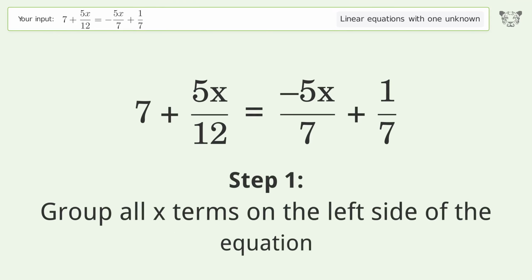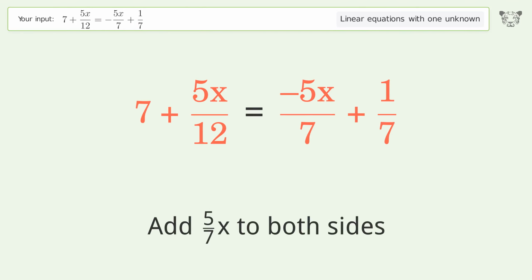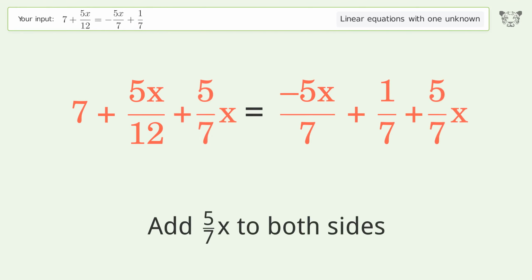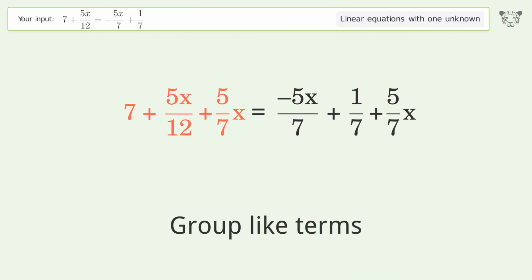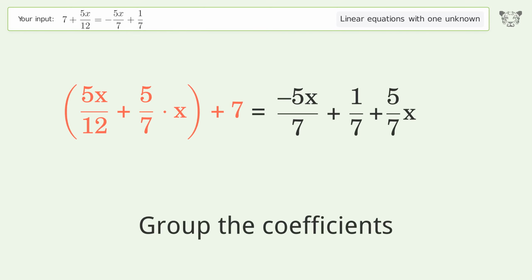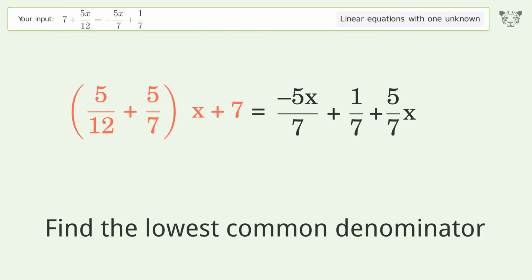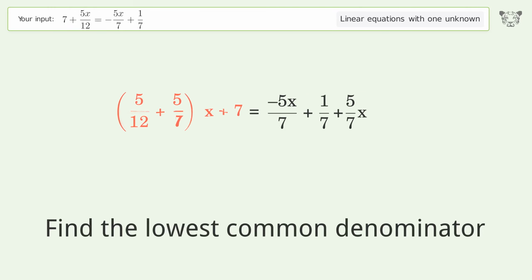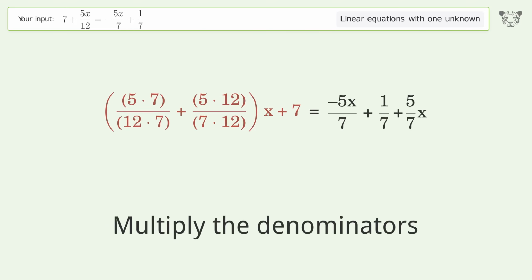Group all x terms on the left side of the equation. Add 5 over 7x to both sides. Group like terms. Group the coefficients. Find the lowest common denominator. Multiply the denominators.